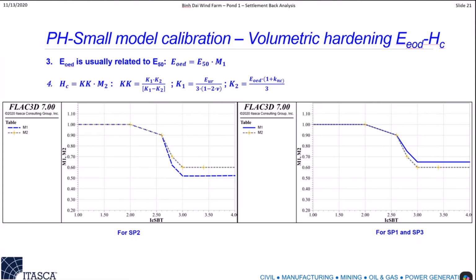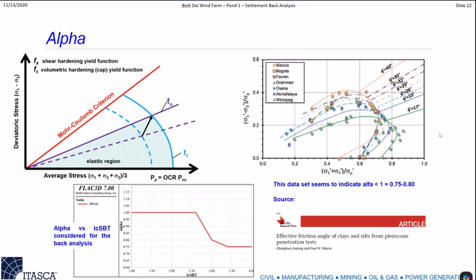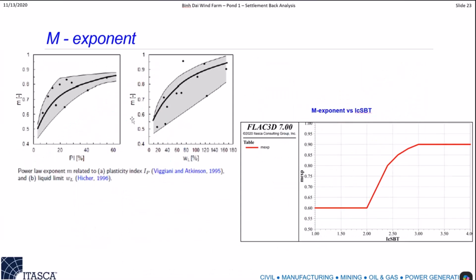As far as the alpha is concerned, there are some indications that you can extract from this paper from Paul Mayne. I typically use a value between 0.75 and 0.8 as a general value. And then as far as M, there is also some indication in the PLAXIS soil manual that allows you to determine it. So this is the background on how to select the parameters.